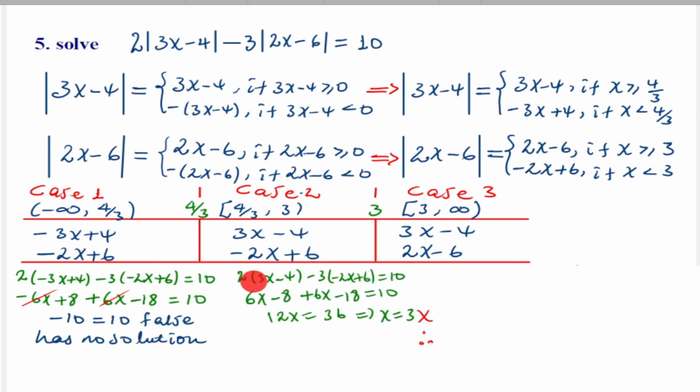Case 2, then when we multiply this by 2, we get 6x minus 8. When we multiply this one by 3, minus 3 times minus 2x, positive 6x, minus 3 times 6, minus 18, is equal to 10. 6x plus 6x is equal to 12x. Minus 8 minus 18 is minus 26. When we bring it to the right, 10 plus 26. So we get 12x is equal to 36. When we divide by 12 on both sides, we get the value of x is equal to 3.